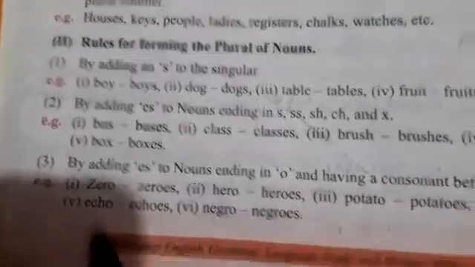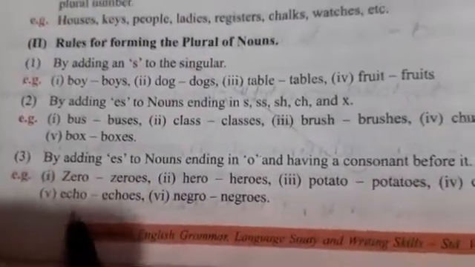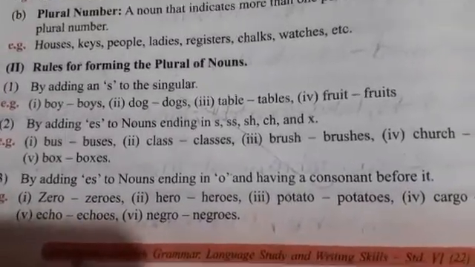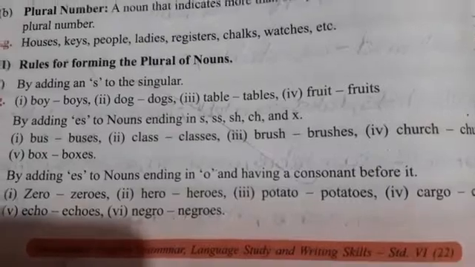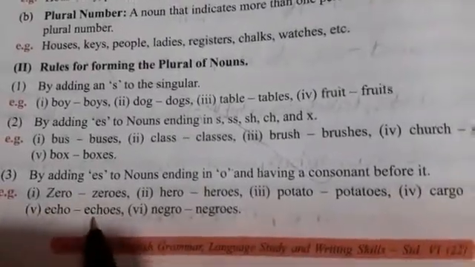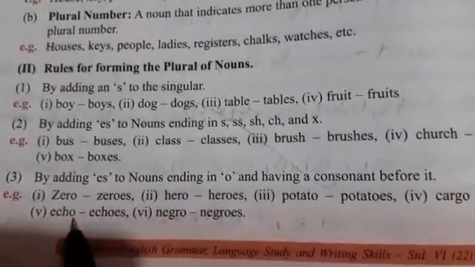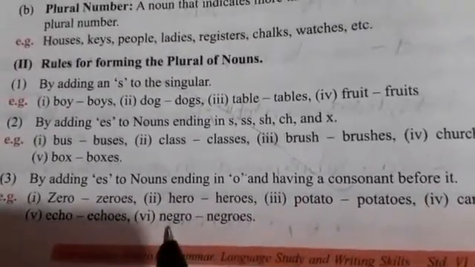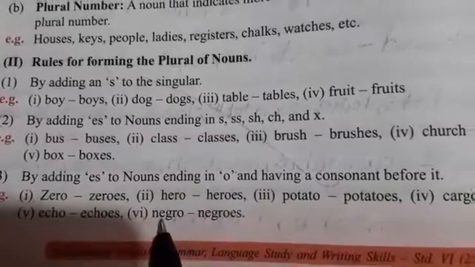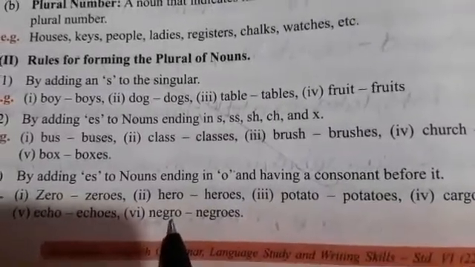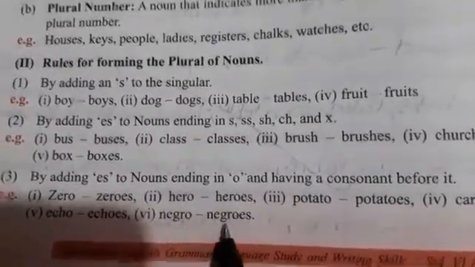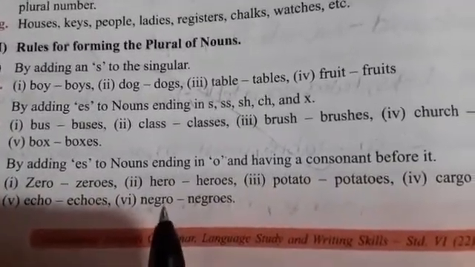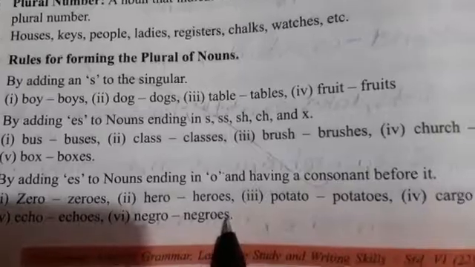Next is echo. See, we hear the echo sound. A single sound we hear, but continuously we hear the echo sound. So if we add es to echo, it will give the plural form of echo. Then is negroes. Negro, one single person. But if there are many, if we add es to this word negro, it will become negroes.